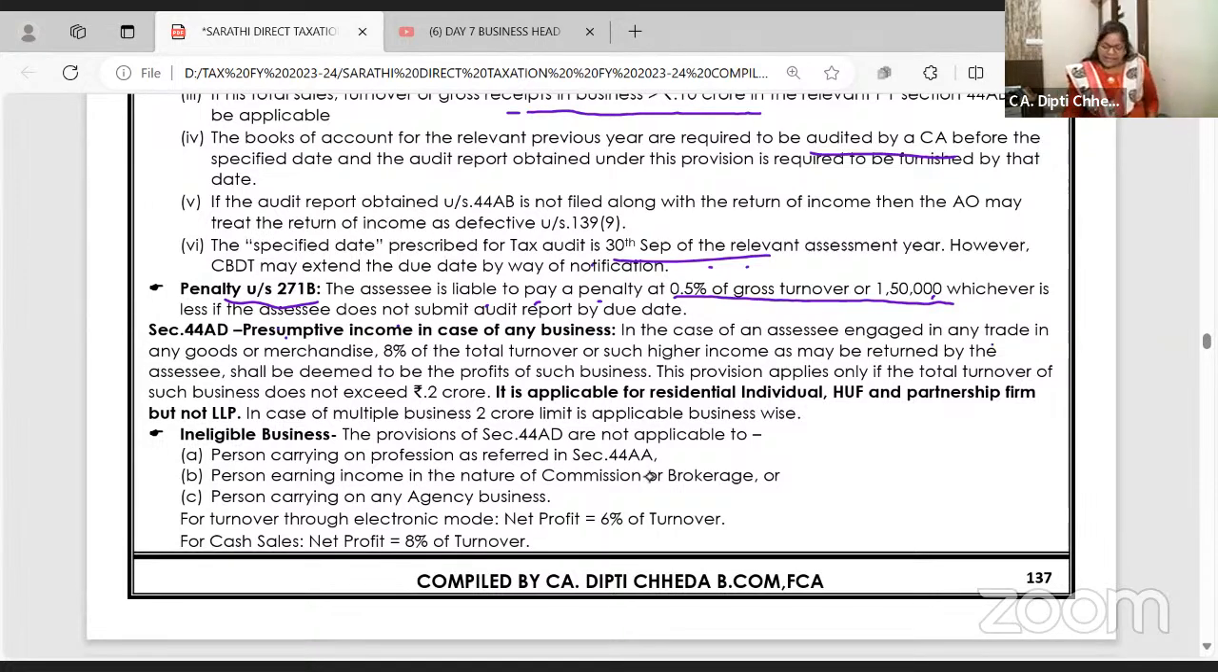In case of an assessee engaged in any trade or business, 8% of total turnover or higher income. Oh ma'am, I don't want to show net profit of 8%, I want to show 14%. Can I? Yes, welcome, no problem. You can't show less. But this presumptive taxation is applicable for resident individual, HUF and partnership firm, not LLP.